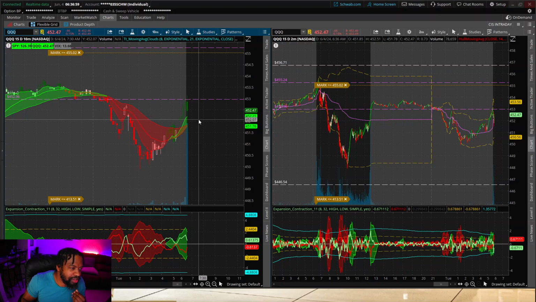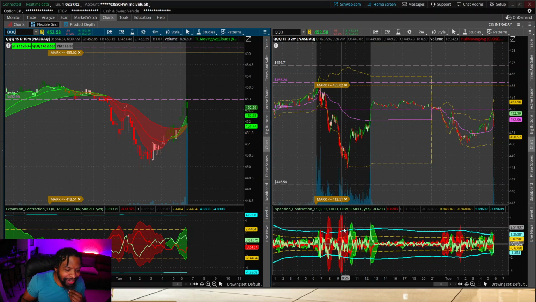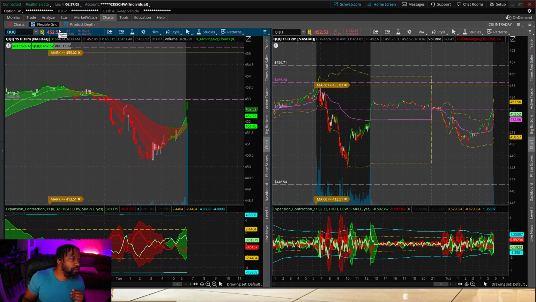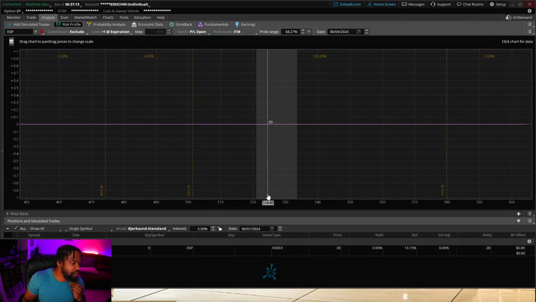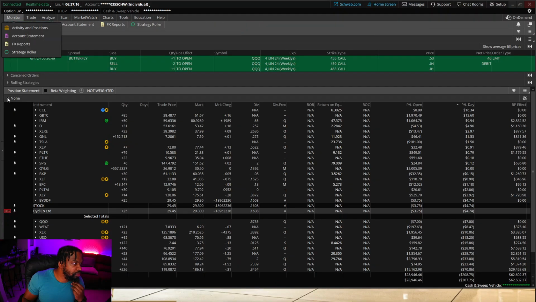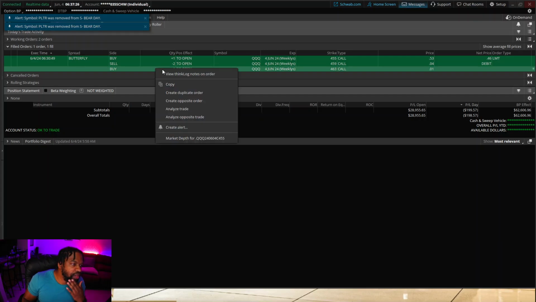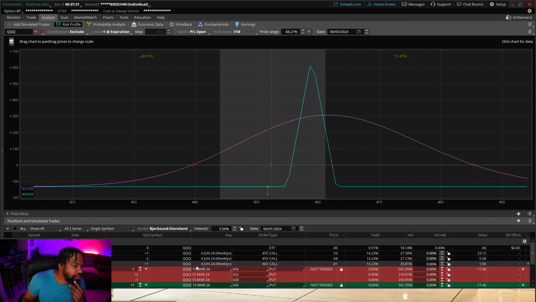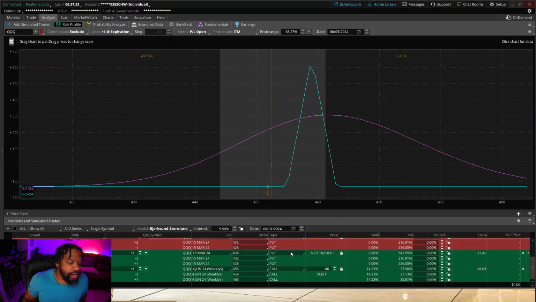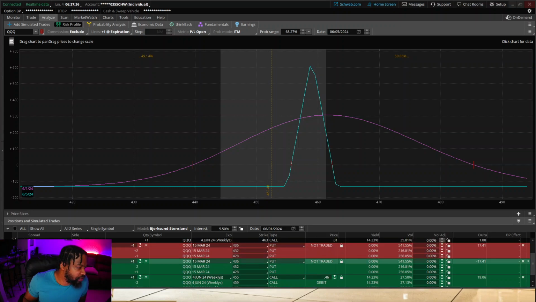Do we think we're going to get up to this level? Probably not. But I will say this, for example, if we go analyze trade, risk profile, maybe I'll be able to build it for you guys. Give me a second. It should allow me to analyze trade here. Yep, cool. So with the trade now analyzed, take off the rest of these.